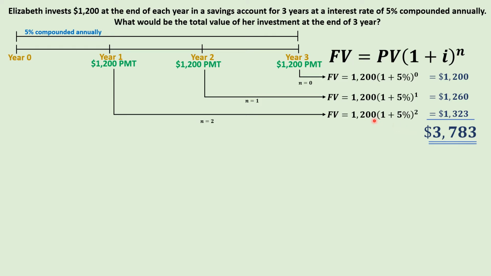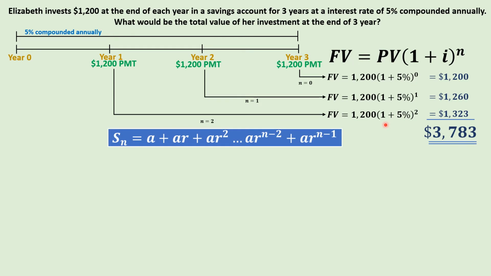Now, we see something common in this. We got 1,200, which is like our start term. We got a common ratio. This looks a lot like a geometric series, where you have A, which is your start term, and R, which is your common ratio. You multiply, then you multiply R again, which gives you R squared, and so on and so forth until you get to your last term, which is your start term multiplied by your common ratio to the power of n minus 1. So this equation is the same as this.